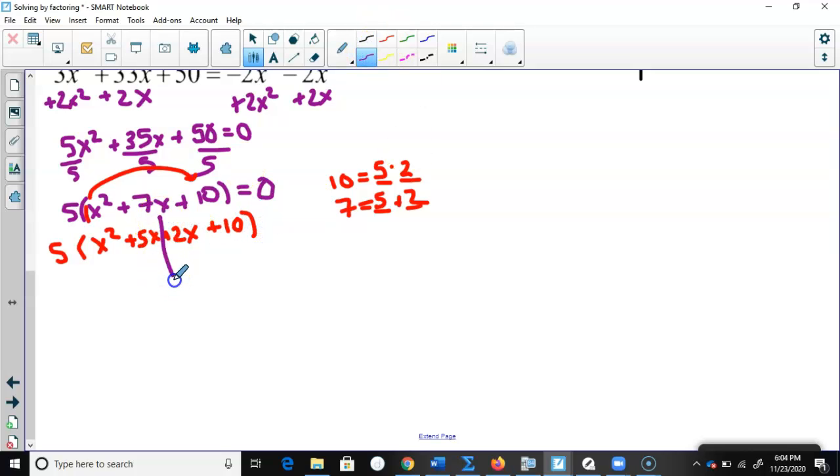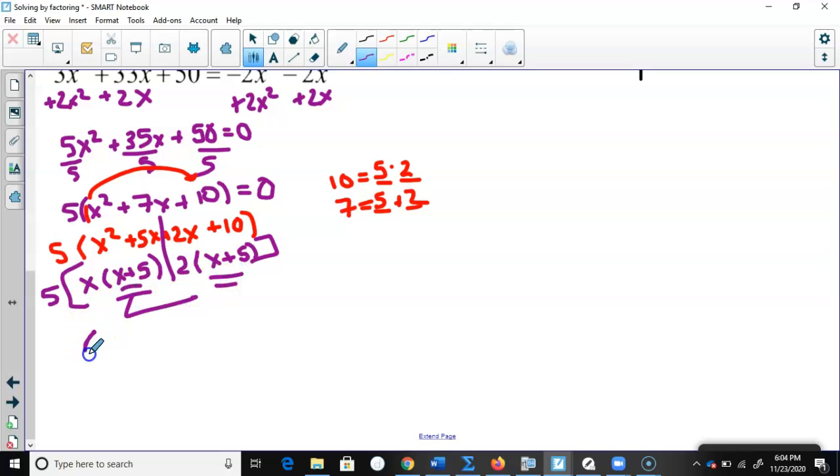I'm going to factor this by grouping. This 5 just hangs on outside there. I take out an x here, so that's x times x plus 5. This is going to be a 2, so I take that 2 out there, 2 times x plus 5. I write my common one, x plus 5. Those are gone. What am I left with? x plus 2. And I do have a 5 as a GCF out here.